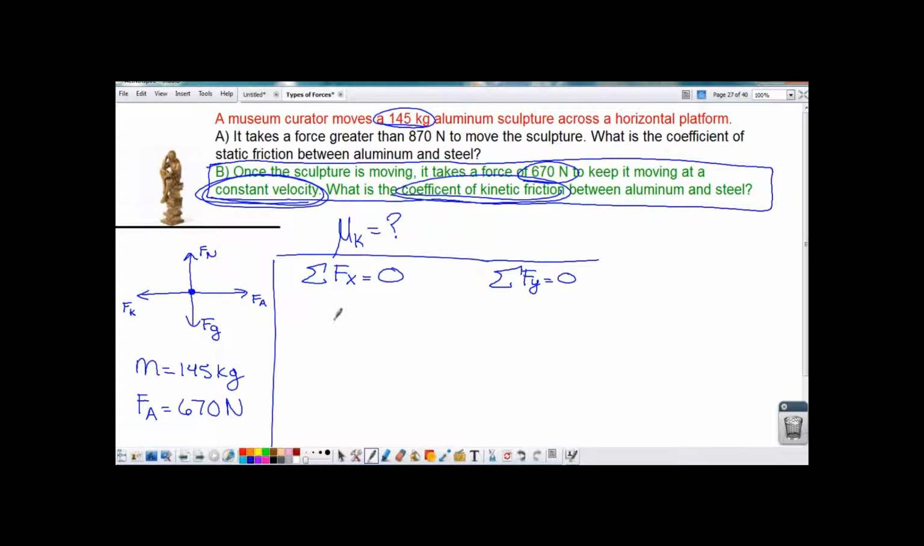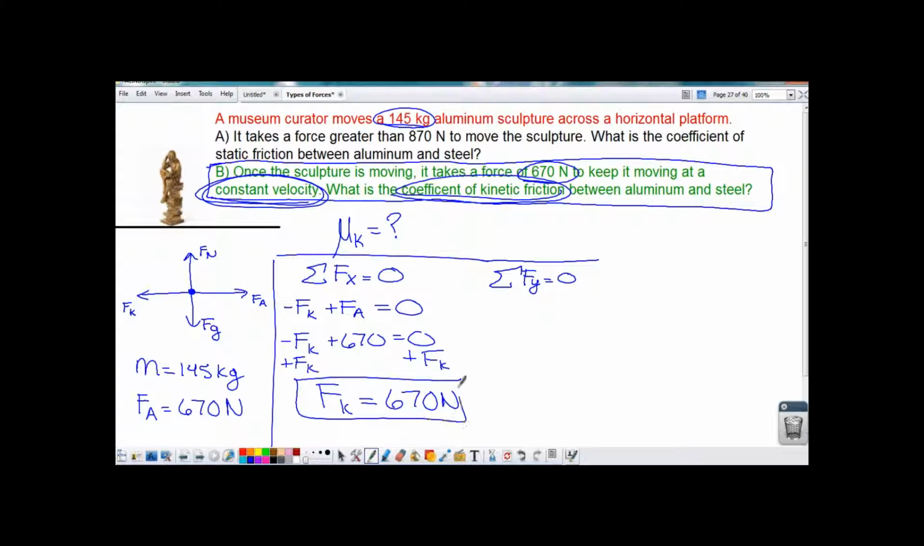The net force means add up all the forces in the x direction. I see 2 forces in the x direction. F sub k is pointing to the left, so I make that negative. The applied force is pointing to the right, so I'll leave that positive. Add them together, and they add up to 0. Well, I've got the applied force right here, so I can substitute it in. So the opposite of the force of kinetic friction plus 670 is equal to 0. Add force of kinetic friction to both sides, and we get force of kinetic friction is 670 newtons.